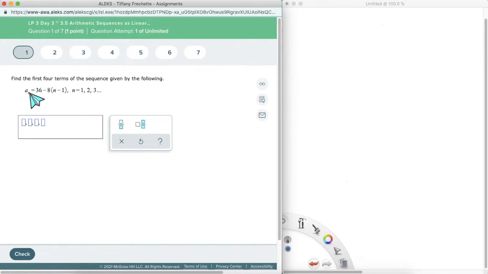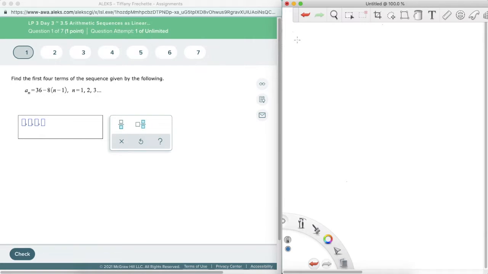But what this means is this is the nth term. So whatever term it is you're looking for. If you're looking for term number 1, the first number in the sequence, then this would be A1, and you'd plug a 1 in here for n. If you're looking for the second term, you'd go with a 2. So these are just placeholders for the term number. That's all n means. So if I come over here and I have A equals 36 minus 8 times n minus 1.